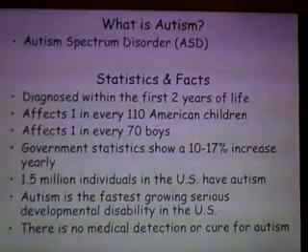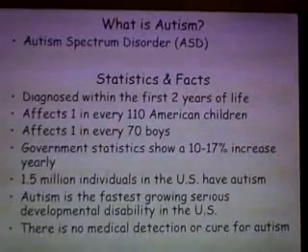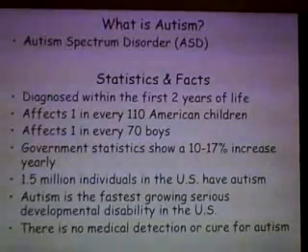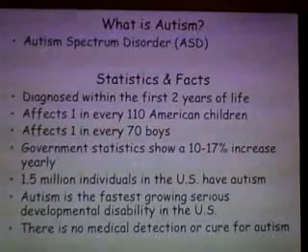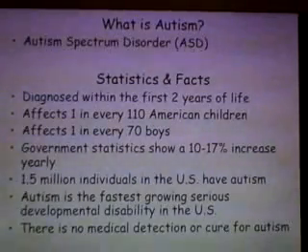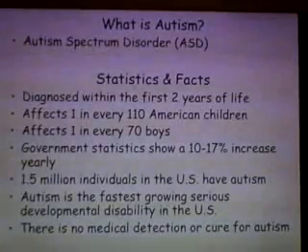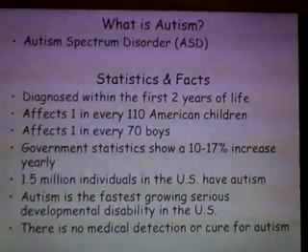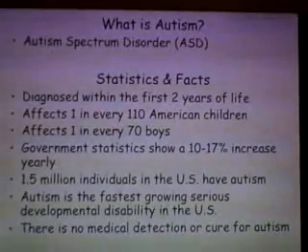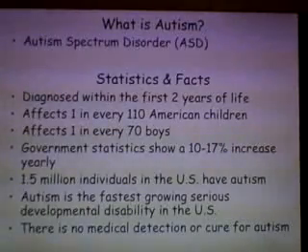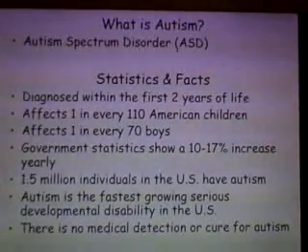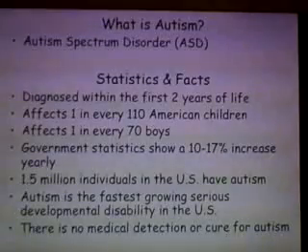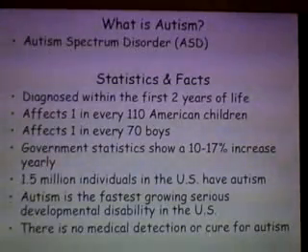Statistics and facts. Autism is diagnosed within the first 2 years of life. It affects 1 in every 110 American children. It affects 1 in every 70 boys. Government statistics show a 10 to 17% increase yearly. 1.5 million individuals in the United States have autism. Autism is the fastest growing serious developmental disability in the United States. There is no medical detection or cure for autism.